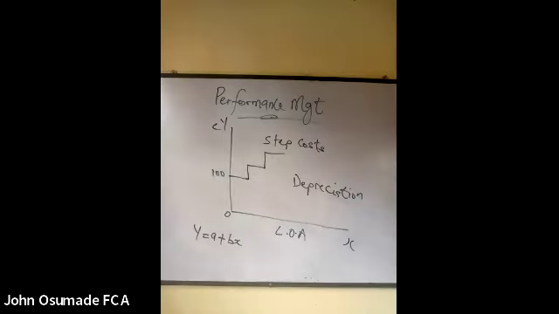So we have different methods of separating cost. We have the high and low method. We have the range method, which is the same thing as the high and low method. We look at the range from the first to the last and are able to separate the cost.